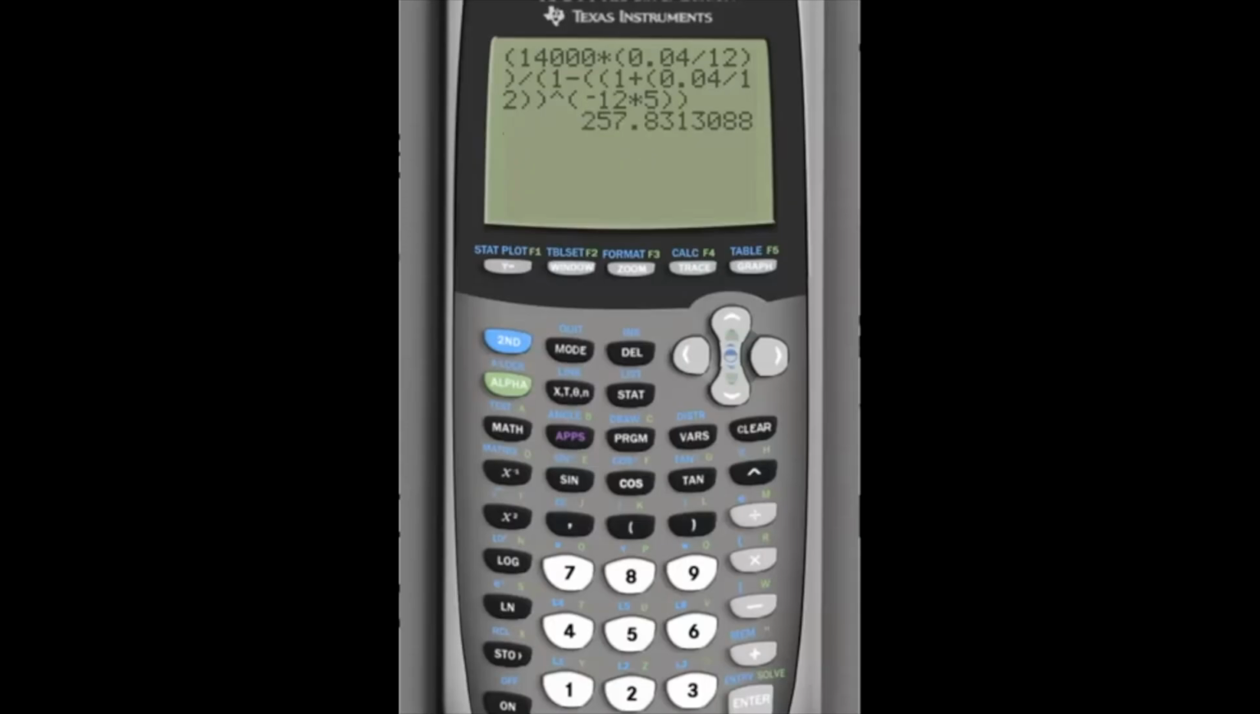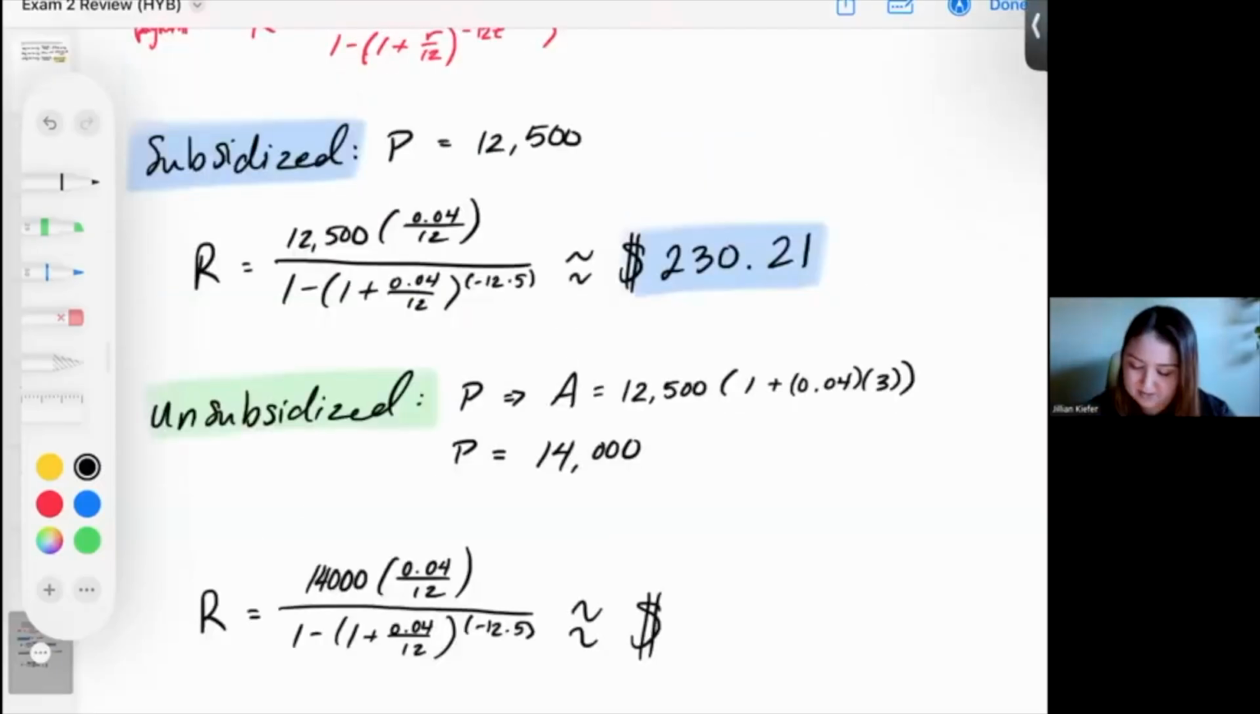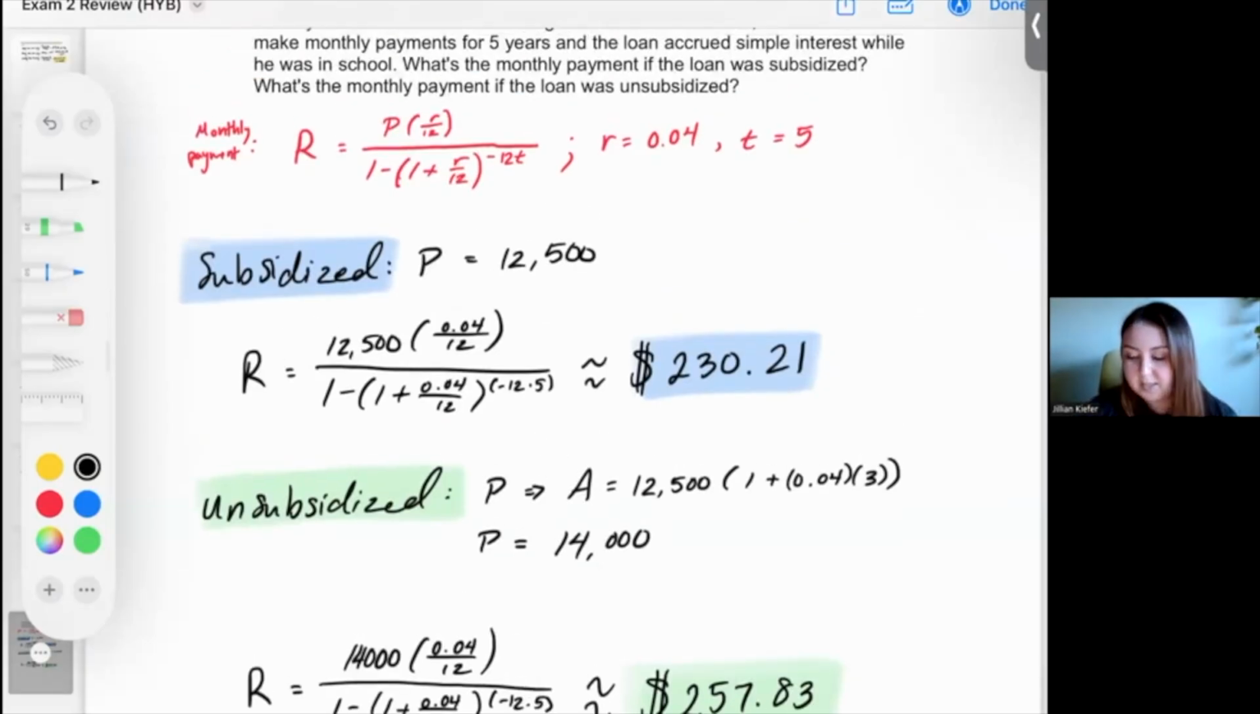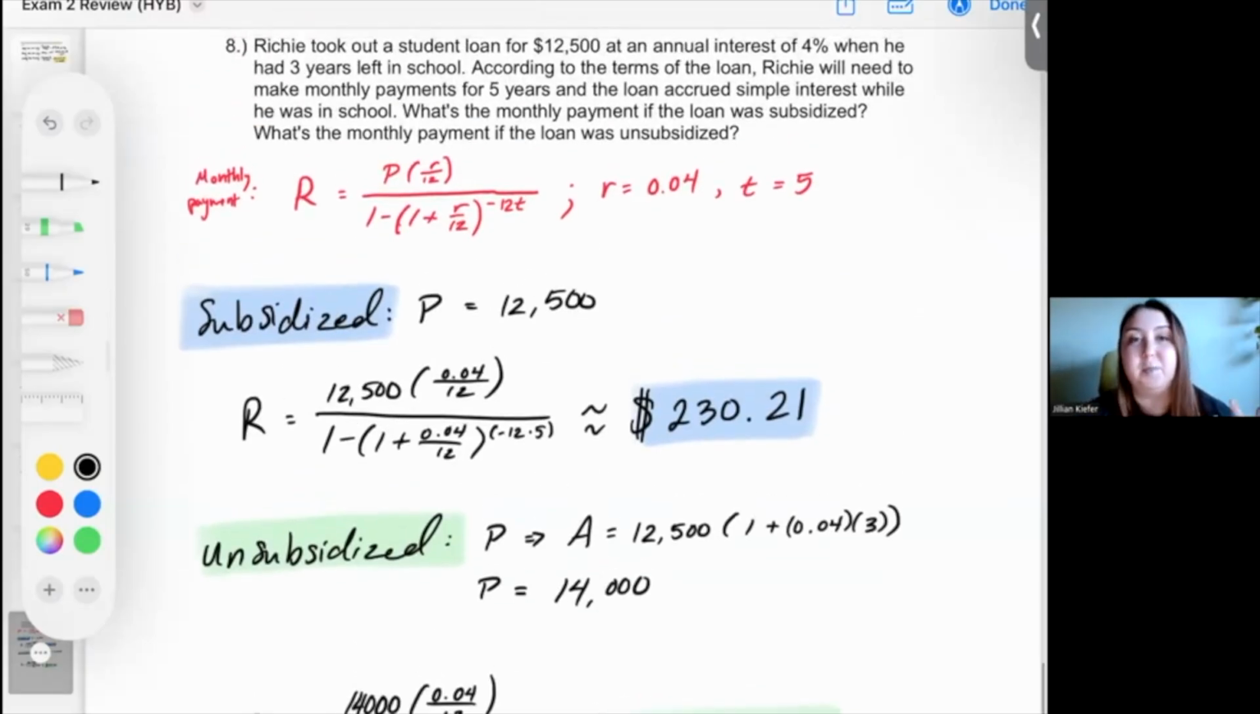So, all right, let's go ahead and write our answers together in our notes to finish off our last problem, number 8. We said our answer there was $257.83, so roughly $27.83 more than if it was subsidized. That is the main difference between subsidized versus unsubsidized. It's the same formula, it's the same setup. The only thing changing there is the principal.